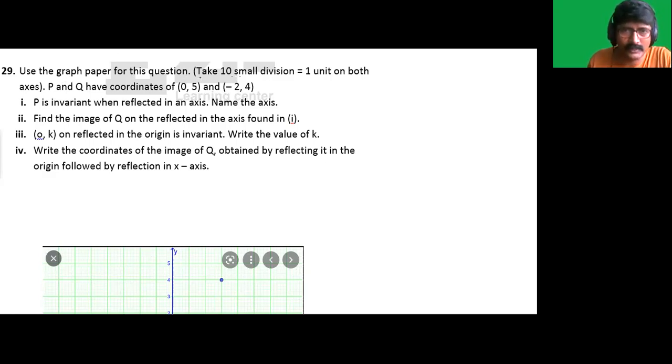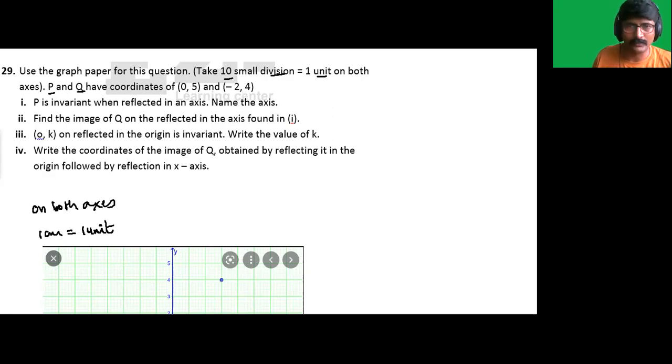For the question, take 10 small divisions equal to 1. It's the same thing, guys. 10 small units is equal to 1 unit. That is nothing but on both axes. What scale will you write? On both axes, 1 centimeter is equal to 1 unit. Now, P and Q have coordinates 0, 5 and minus 2, 4.